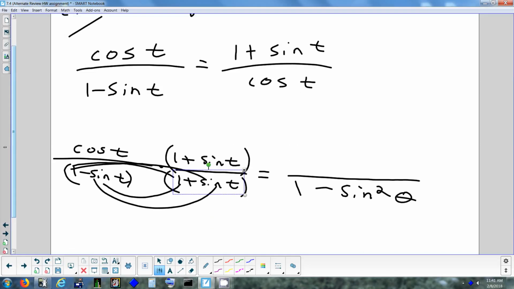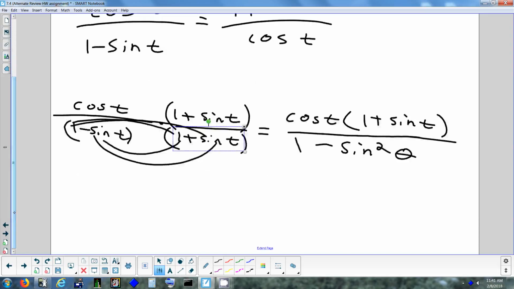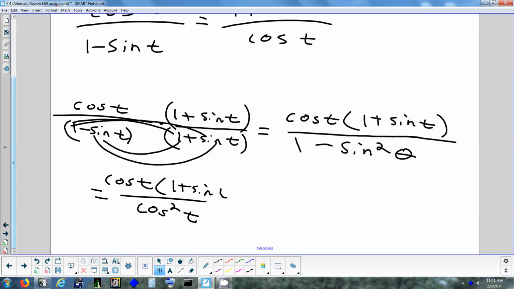So keep the top exactly the same: cosine, 1 plus sine. If you made a mistake and you distributed out the cosine, you can still solve the problem. It's just most people may end up making more work for themselves, and because there's more work, they usually mess up the next step. So now, 1 minus sine squared, we just looked at an identity. That was cosine squared. So we have a cosine squared at the bottom. We have cosine, 1 plus sine at the top.